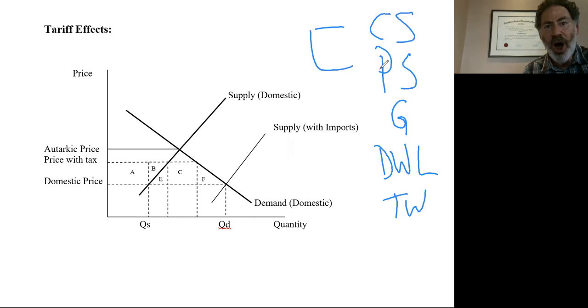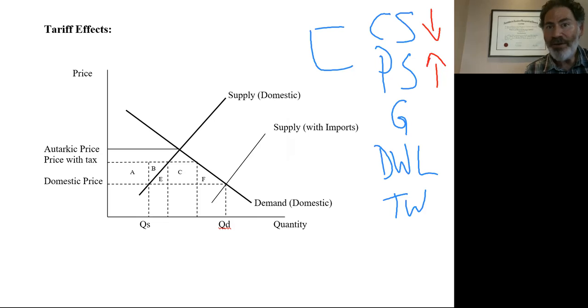The general points are that the consumer surplus decreases. So domestic consumers lose when there's a tariff. And the domestic producers gain. There's a little windfall for them. The language I want you to look for is a reallocation of this surplus from consumers to producers. That could be the answer choice. That's how they kind of disguise it.